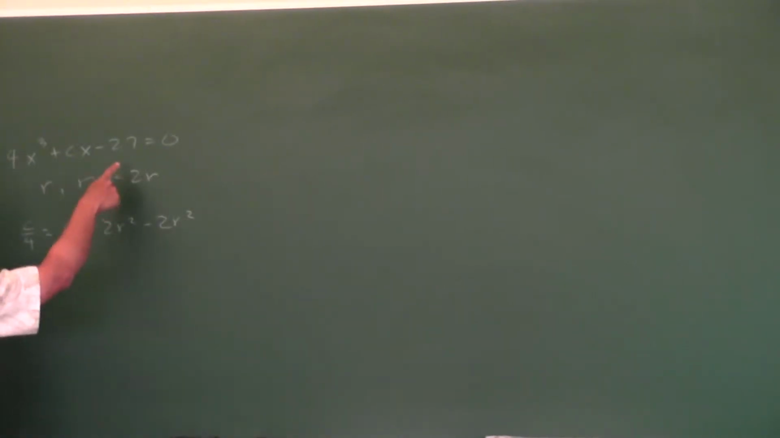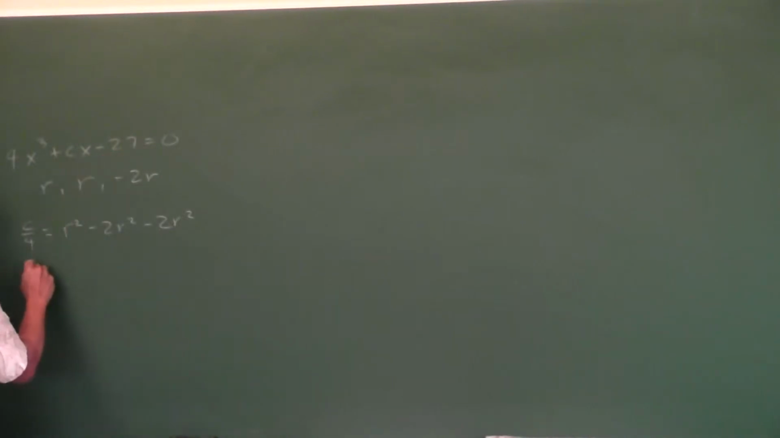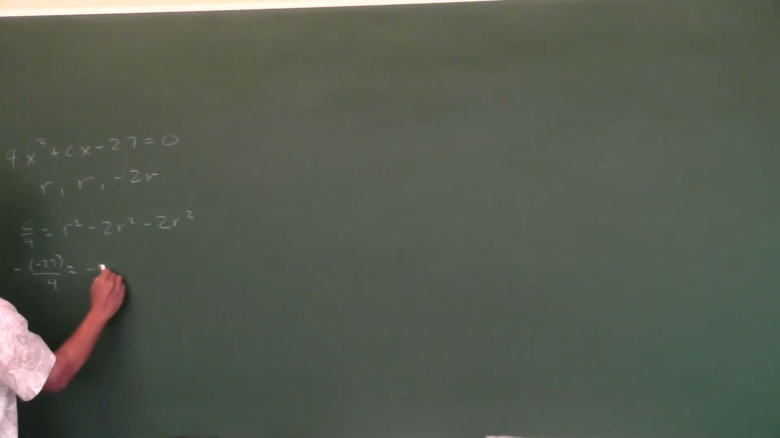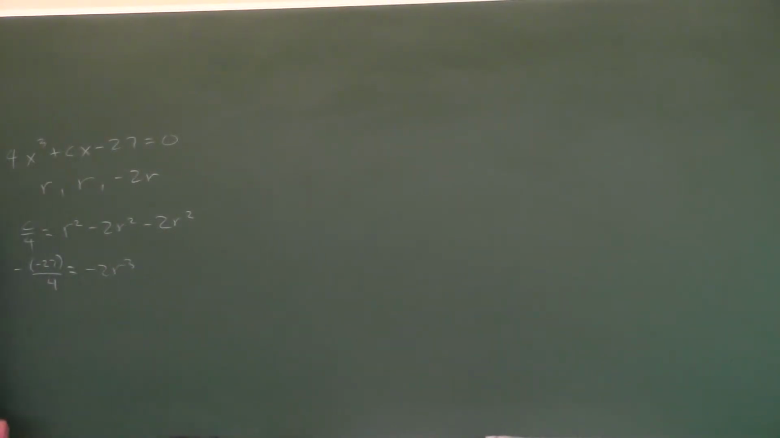And then what's the significance of negative d over a? So negative d, here, I'll even put the negative sign for you. Negative d over a is equal to multiplying 3 at a time. What's this times this times this? Negative 2r cubed. So you can see from this, that's why you have to start writing equations.